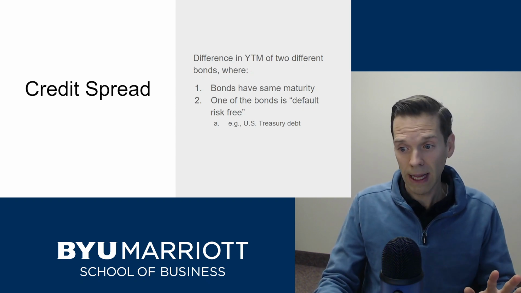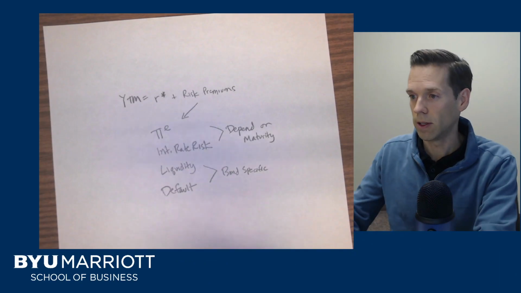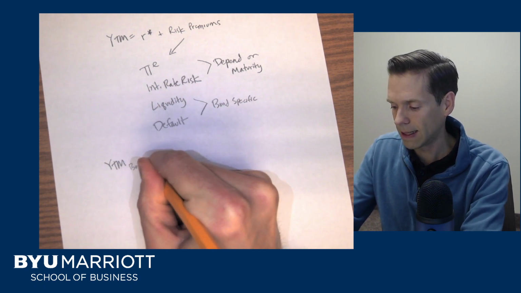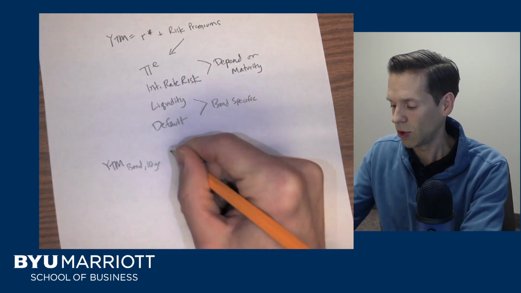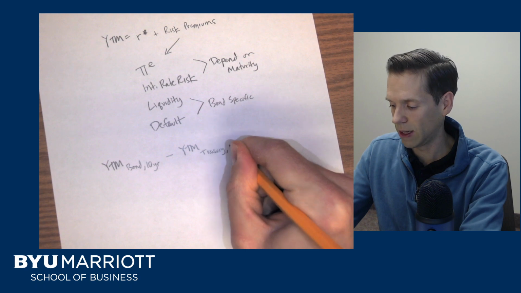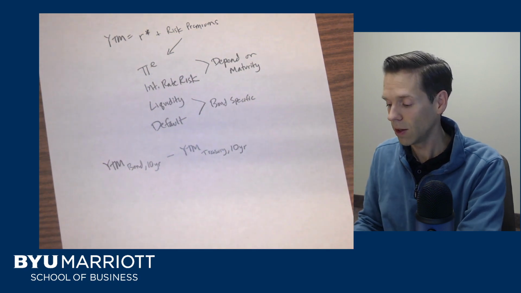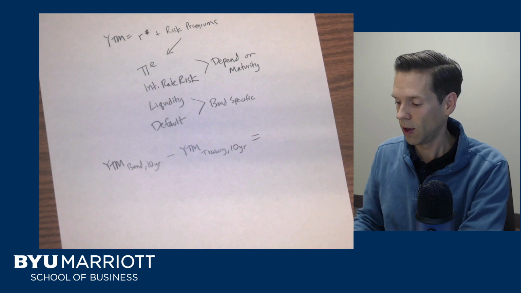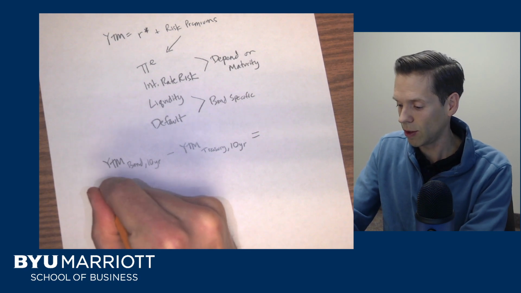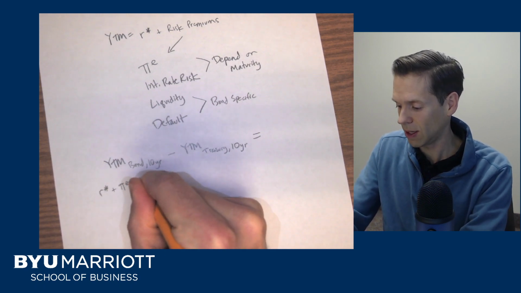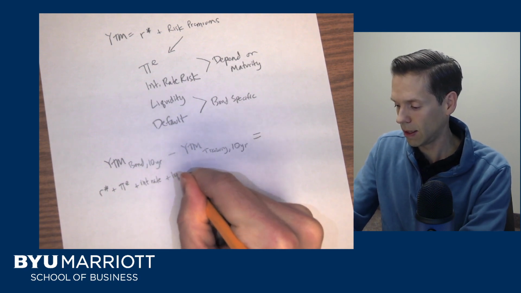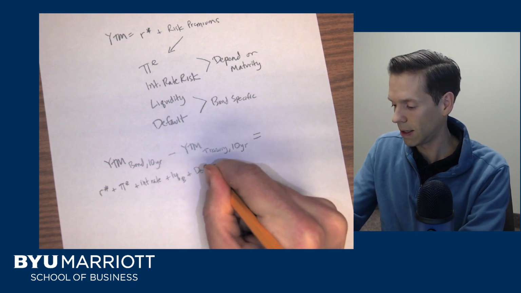Okay, well, if we do that, then what do we end up with? So let's write it out. We'll take the yield to maturity of our bond. Let's say it's a 10-year maturity. We'll subtract out the yield to maturity of, say, our Treasury, again with a 10-year maturity. What does that give us? Well, think of all these things that make up the bond yields, right? We've got the risk-free rate, plus the expected inflation, plus the interest rate risk, plus the liquidity of the bond, plus the default premium in the bond.